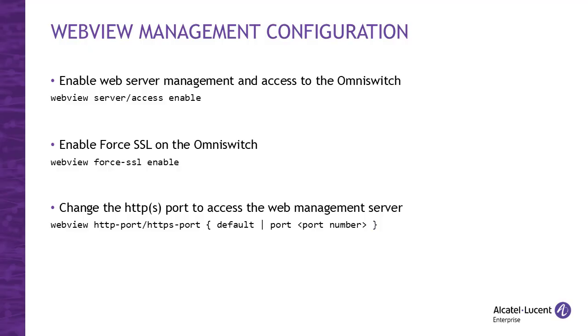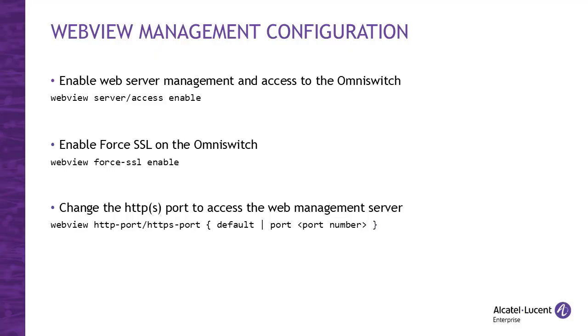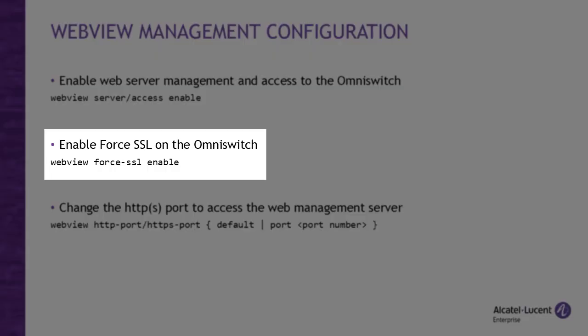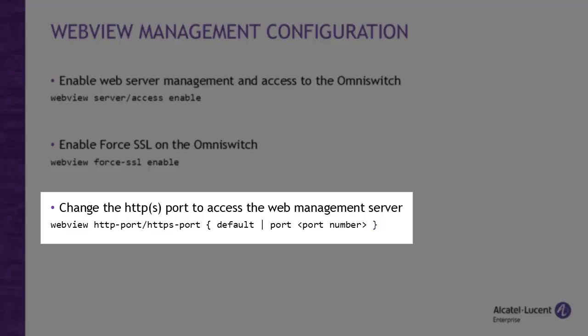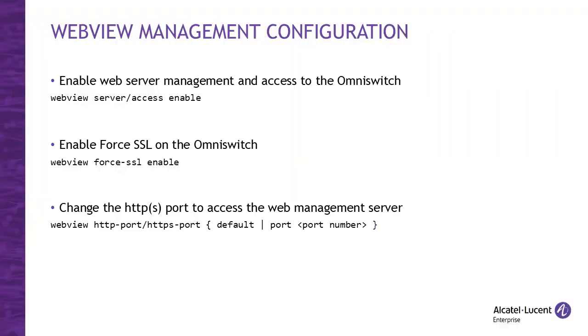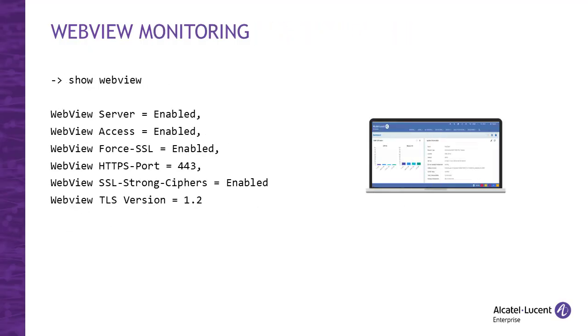User has the option to enable WebView server and also WebView access to the switch. For added security, SSL can be forced for the connection to the web browser, and also, HTTP and HTTPS ports can be changed if required. If not, default values are used: 80 for HTTP and 443 for HTTPS. The monitoring command that displays the status of the WebView configuration is shown.